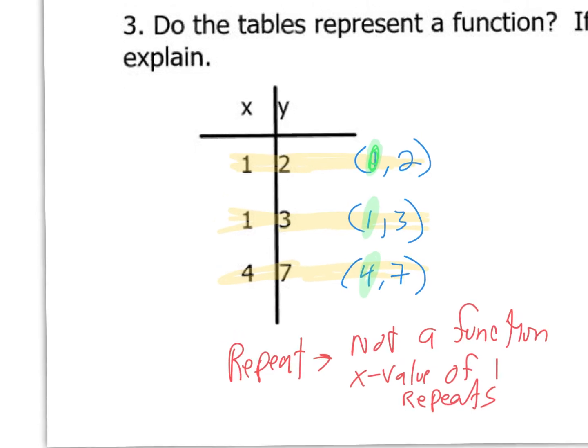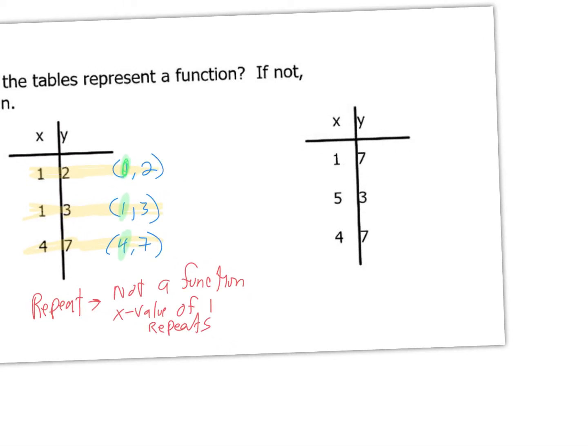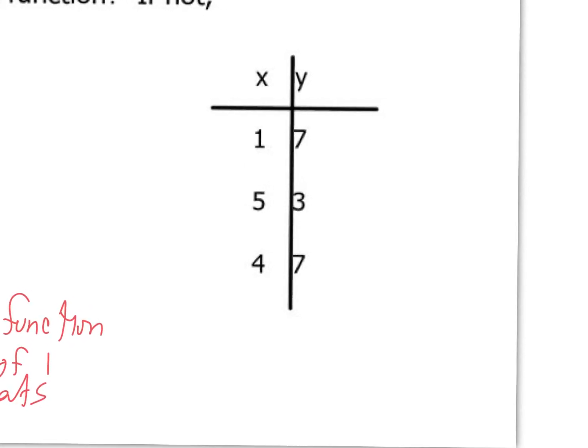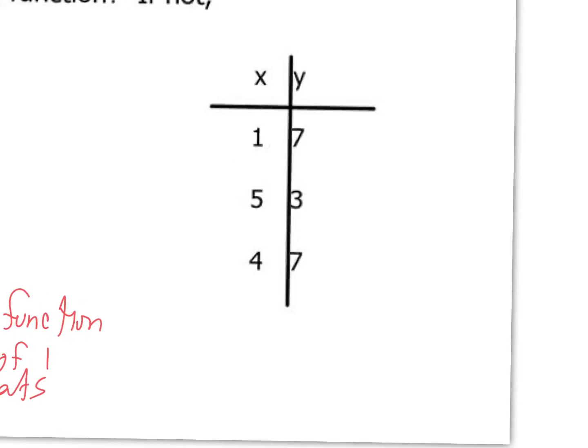All right. So now let's move on to the other question. So let's slide this over. Okay, so again, let's take a look at this one. This ordered relation says we have 1, 7. This one says we're doing 5, 3. This one says we're doing the ordered pair 4, 7.